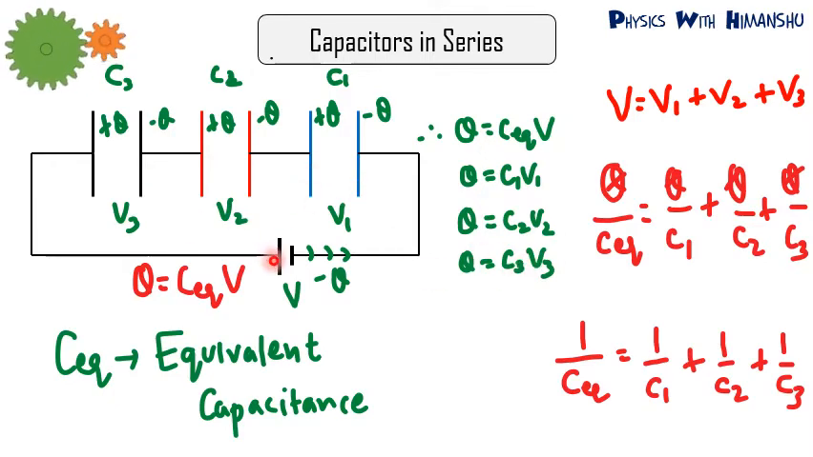But in a closed circuit, the total increase in potential will be equal to total decrease in potential. So total increase in potential is V and total decrease is V1, V2 and V3. So V will be equal to V1 plus V2 plus V3. Putting value of V from these four equations, we will arrive at Q upon C equivalent equal to Q upon C1 plus Q upon C2 plus Q upon C3. Q will cancel out. So equivalent capacitance when capacitors are connected in series is given by 1 upon C equivalent equal to 1 upon C1 plus 1 upon C2 plus 1 upon C3. So this is how you have to calculate equivalent capacitance when capacitors are connected in series.